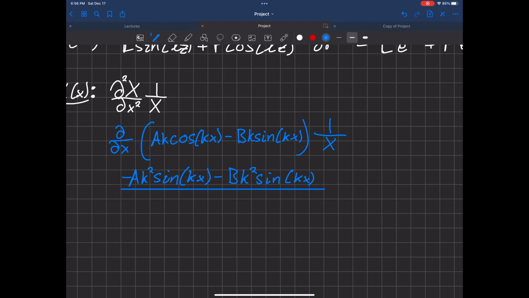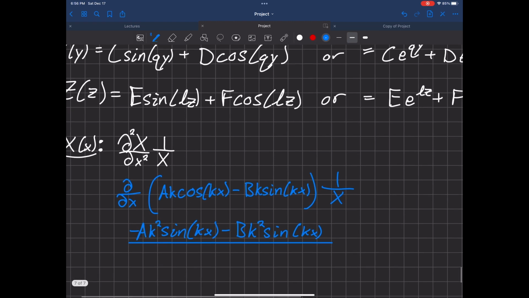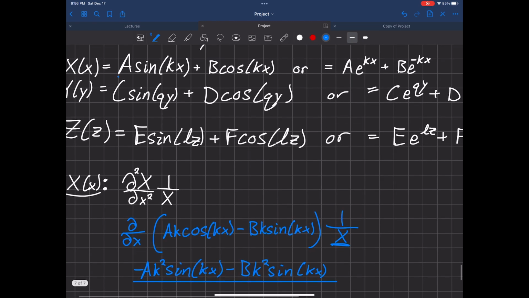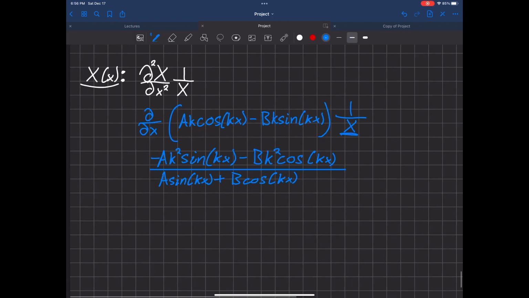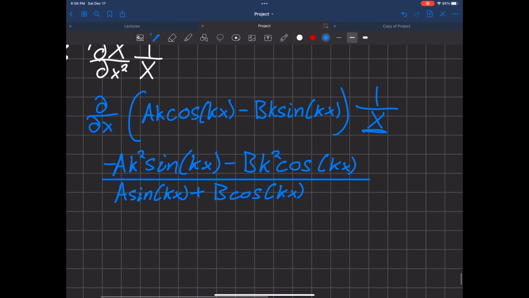And again, the goal of this is to get a constant. So this whole thing divided by this part here, which is just going to be a sine kx plus b cosine kx. This should be a cosine. I did the derivative wrong. All right, so what do we have here?